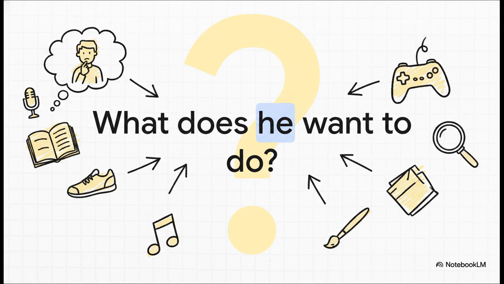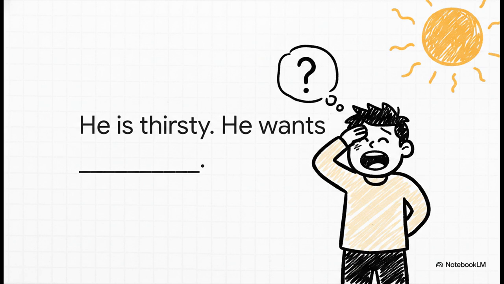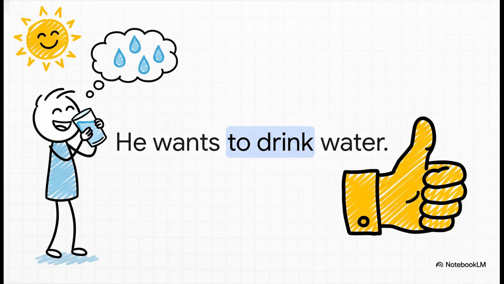Let's try one more. A totally new situation. What does he want to do? So, here's the clue. He is very thirsty. So he wants what? What does a thirsty person want to do? Go on, you fill in the blank. He wants to drink water. Excellent. And once again, we see the structure "wants to drink." You are doing a fantastic job with this.